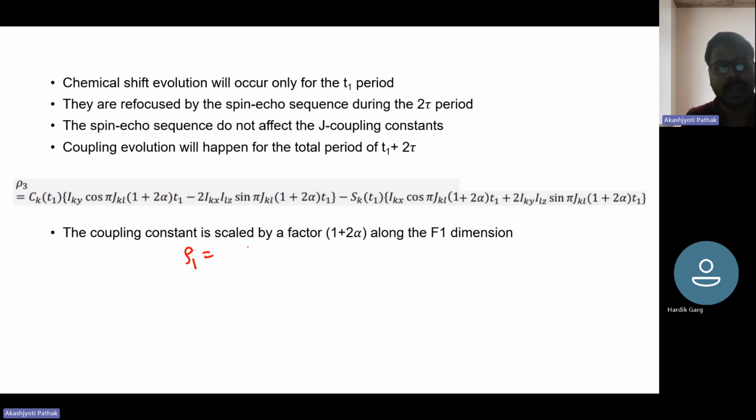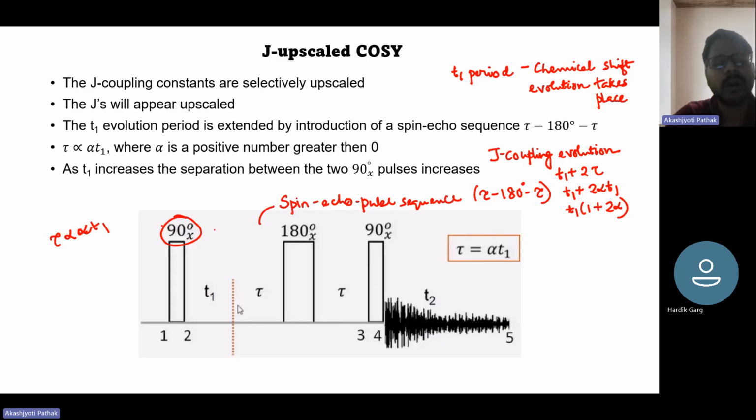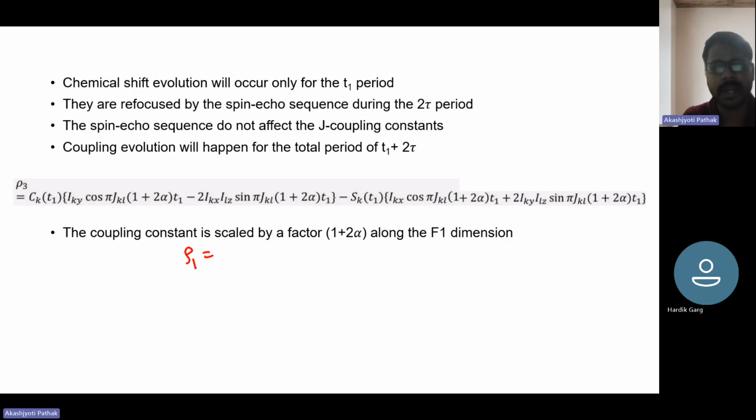Okay. So what is this CKT1 if I derive it? What was rho 1? Before application of this 90-degree X pulse, there are two spins, the K spin and the L spin, right? Both are oriented along the Z axis. So rho 1 can be written as IKZ plus ILZ, right?